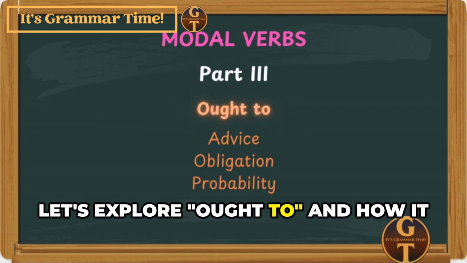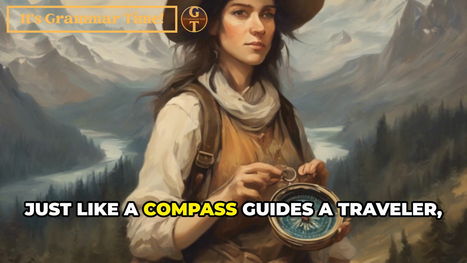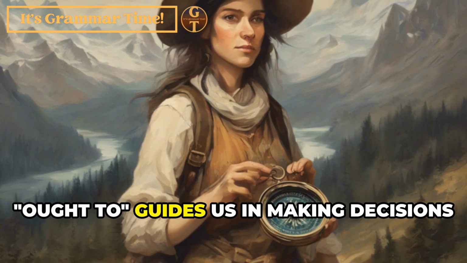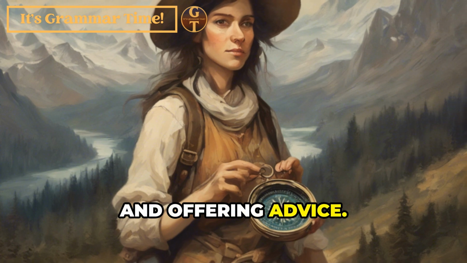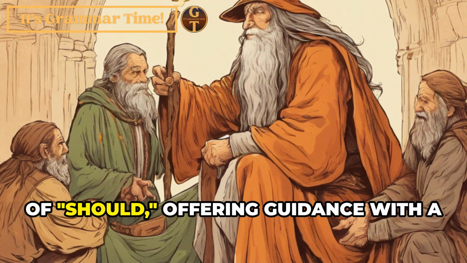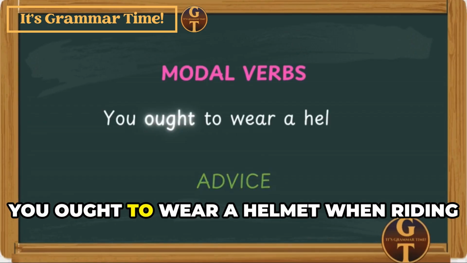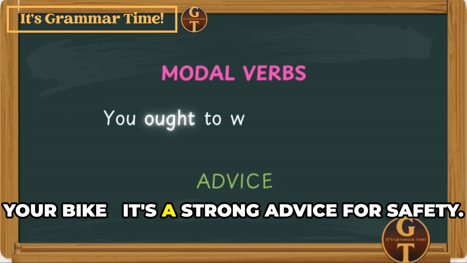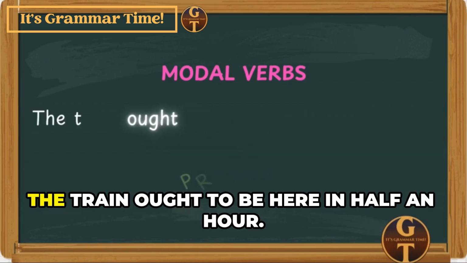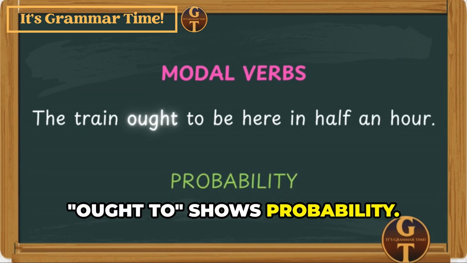Let's explore ought to, and how it helps us with advice and probability. Just like a compass guides a traveler, ought to guides us in making decisions and offering advice. Ought to is like the wise older sibling of should, offering guidance with a touch of authority. For example, you ought to wear a helmet when riding your bike. It's a strong advice for safety. Or, the train ought to be here in half an hour. Here, ought to shows probability.